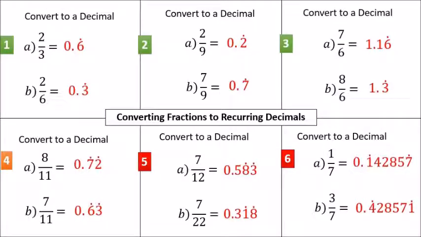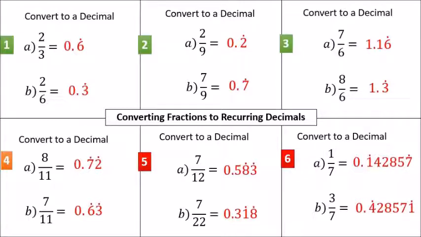So 1/9 would be 0.1 recurring, 2/9 0.2 recurring, 3/9 0.3 recurring. 9/9 would be 0.9 recurring. But then that suggests also that 0.9 recurring is the same as 1, which in fact is an interesting point there.